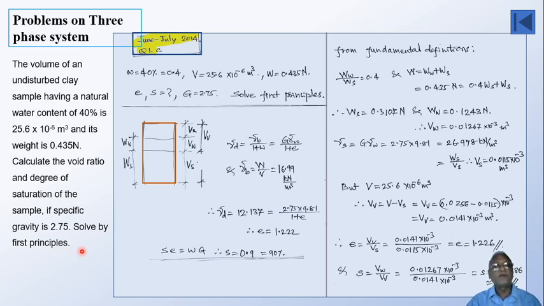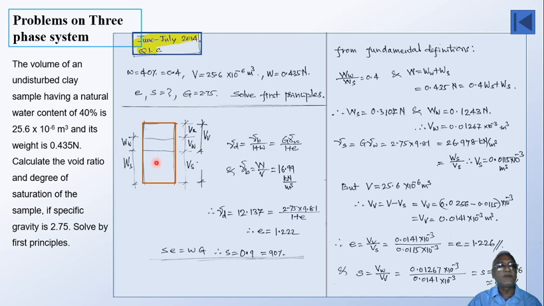Now in this case, we'll solve it directly using whatever relations that we have, and then afterwards see what they mean by first principles. Okay, now you know this diagram.